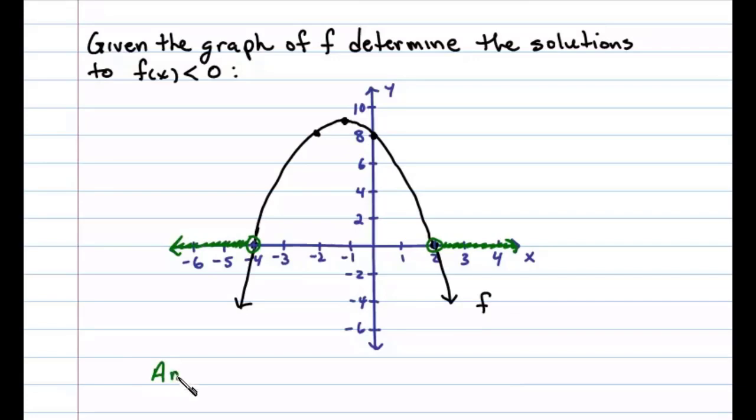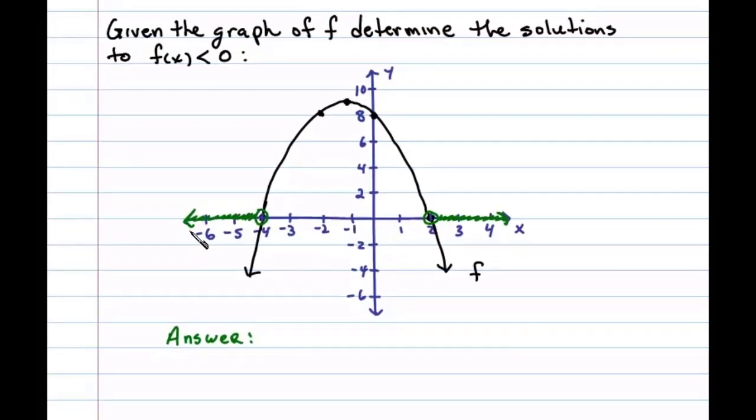Now we'll present our answer here in interval notation. In other words, all the x values in the interval from -infinity to -4, notice here I'm using a parenthesis and an open dot because of the strict inequality, union all the x values from 2 to infinity satisfy the condition f of x is less than 0.